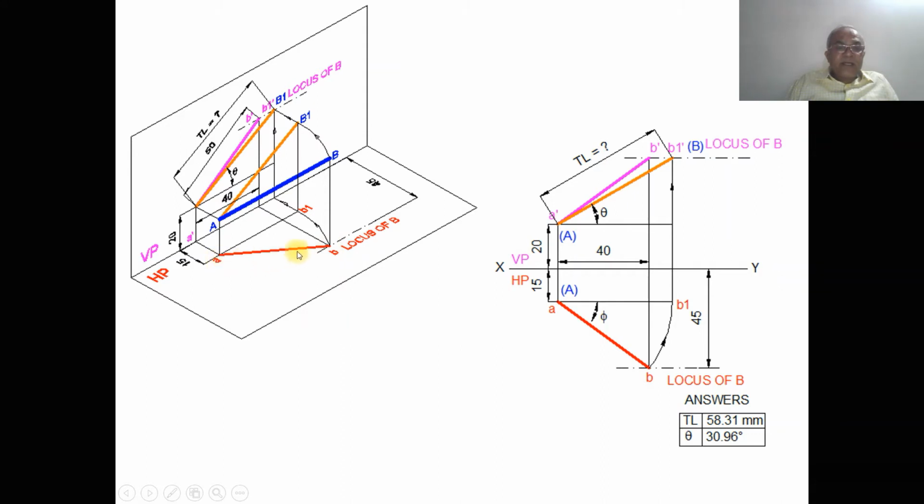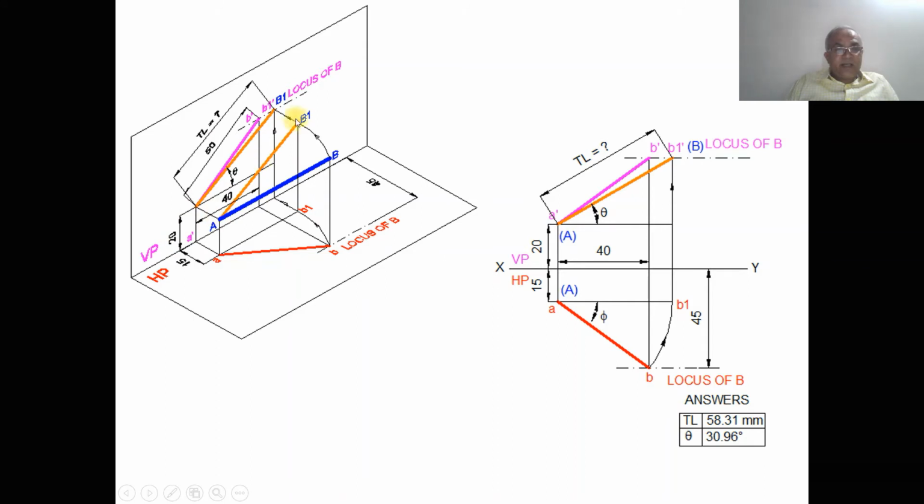So with A as center, taking the radius of AB, you rotate it such that both small a and B1 are in front of VP by 15 mm. Now the line is parallel to VP. So you are going to get the true length in VP. So what is the true length?